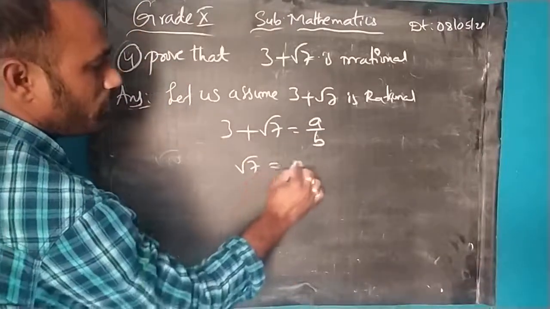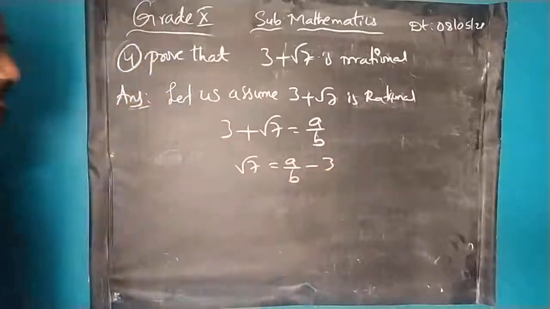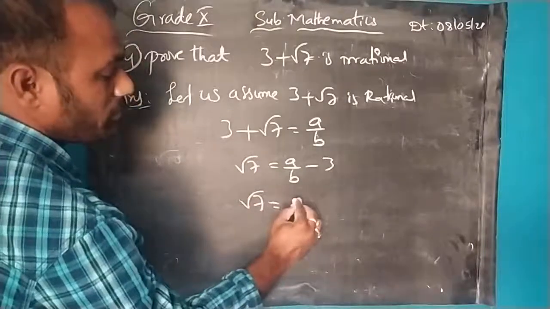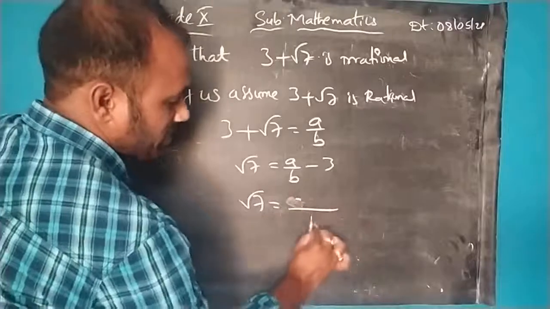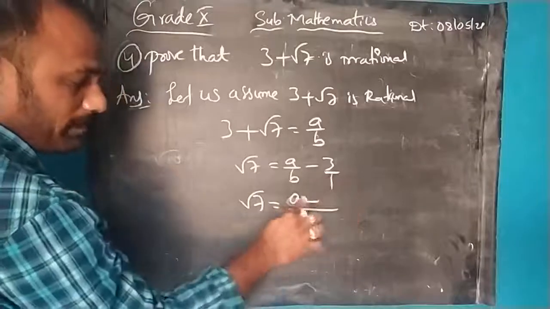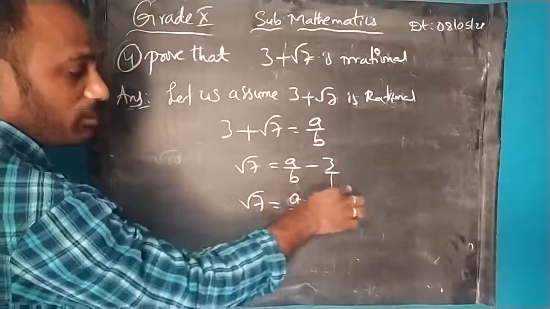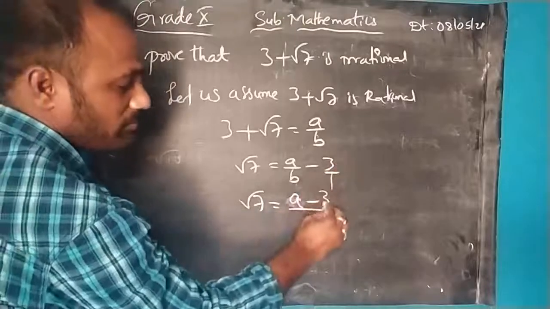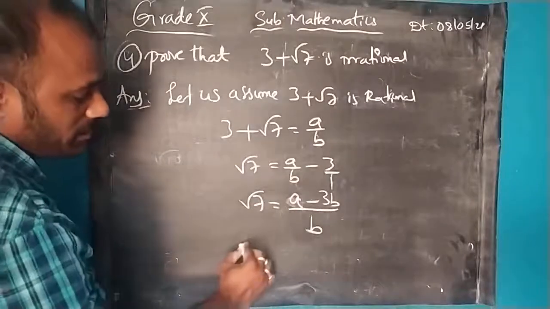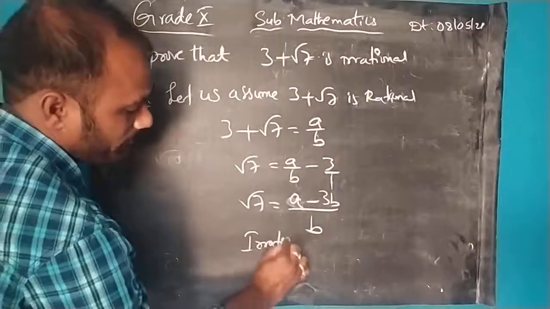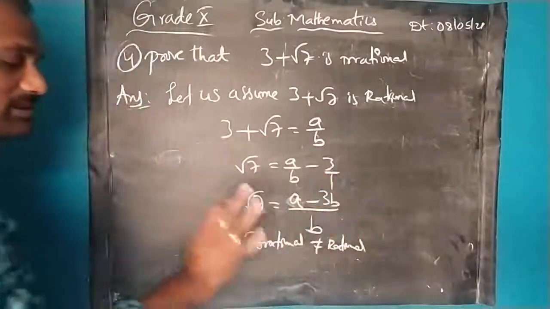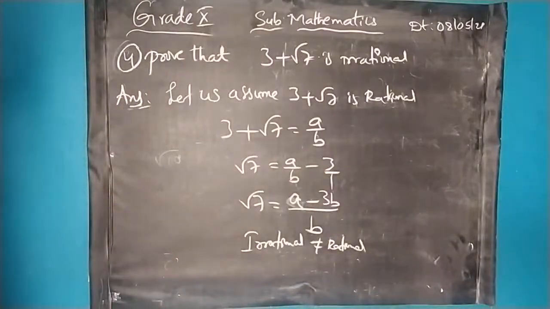So root 7 is equal to a by b minus 3. It's a plus number now, so if I transpose it to the other side, it will become minus 3. So root 7 is equal to a by b, where b is the LCM, minus 3 by 1. But I want the b, so I have to multiply b in the denominator as well as the numerator. It will become 3b. Now, if you observe here, it is in the form of p by q. It is a rational number, so we can say that irrational is not equal to rational. Hence our assumption is wrong. These 4 steps again are mandatory. So this is the format.